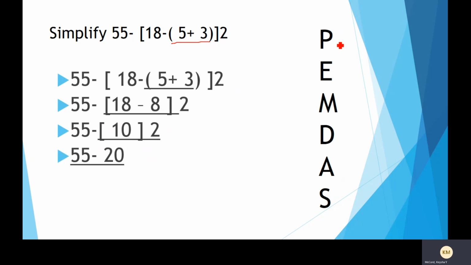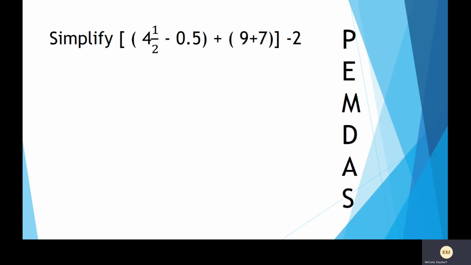So right now, I have finished all of my parentheses and brackets. They're gone. I have no more parentheses or brackets. I don't have any exponents. And we just did the multiplication step, and there was no division. So my last step will be addition and subtraction. So I'm going to subtract 55 minus 20. So my final answer shall be 35. I need to do this all while following PEMDAS. Let's go to our next problem.